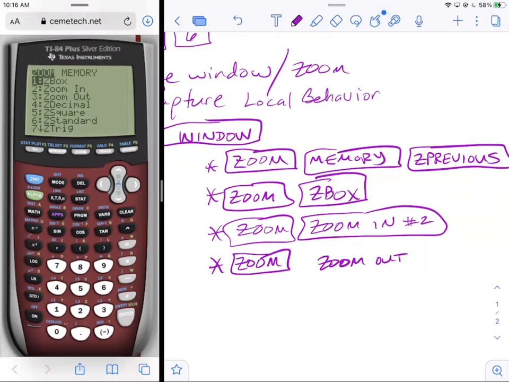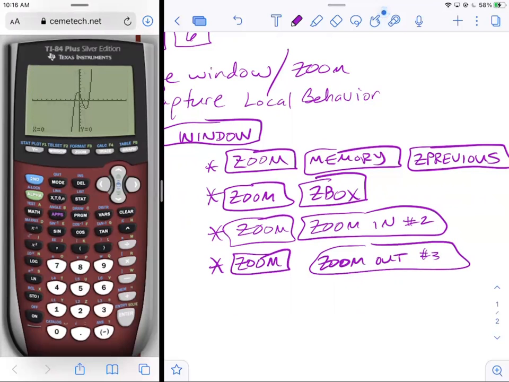We did this, I think, with end behavior. Zoom out is number 3, okay? And again, this zooms out at the same scale. So let's just leave it at the origin. I'm going to hit enter. Do you see it turning around anywhere? No, I don't either.